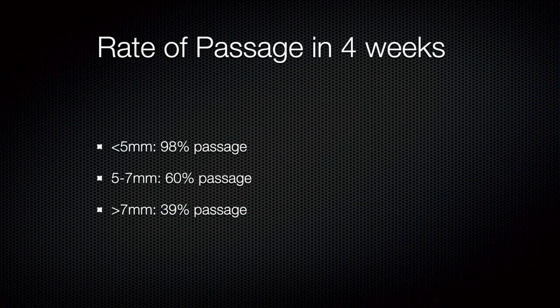And so the literature that I've seen basically says if you have a less than 4 to 5 millimeter stone, the thing's coming out, right? It's a 98% pass rate. If it's in that intermediate range, 5 to 7 millimeters, you've got about a 60% pass rate. And if you're greater than 7 millimeters, and I've seen some up to a centimeter, then your pass rate drops down to 40 to even, I think I've seen as low as 20%.